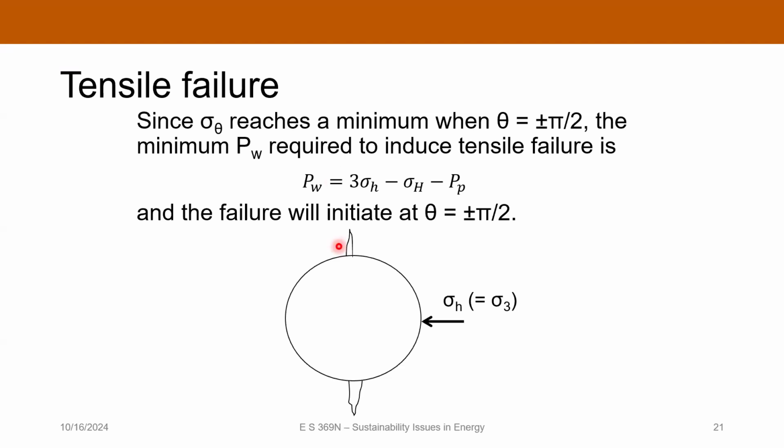And if we do induce tensile failure, it's going to happen at an orientation that's 90 degrees from the direction of the minimum principal stress. Okay, so that's tensile failure. We don't want that. This gives us an upper bound on the wellbore pressure. And if you know what that wellbore pressure is, you can figure out what the density of the drilling fluid would be to give you that wellbore pressure at the particular depth that you're at. Okay, so that's tensile failure.